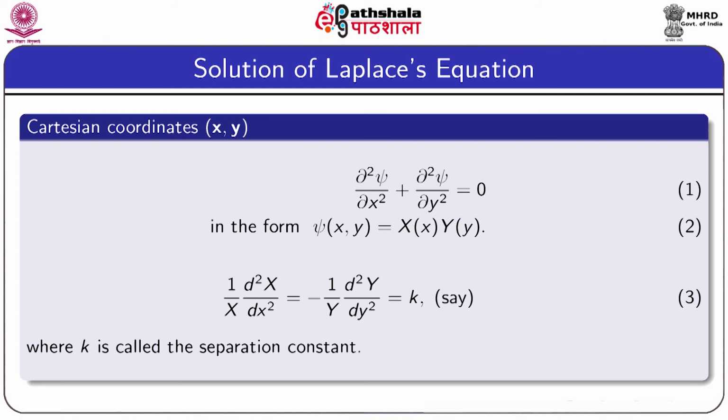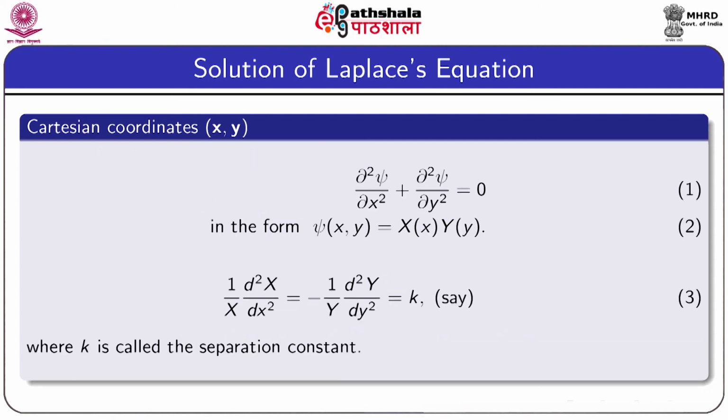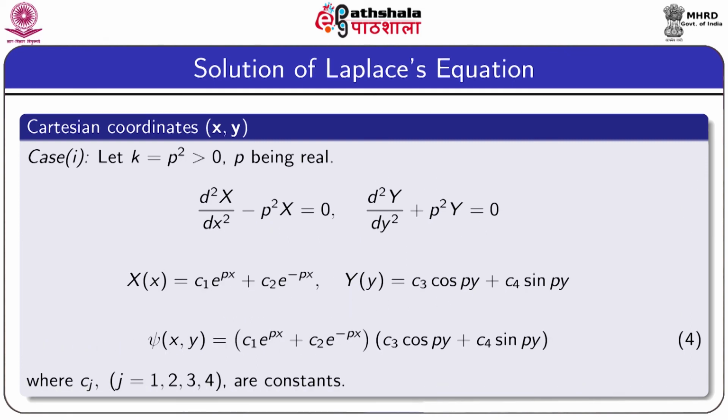Now, if we equate (1/X) d²X/dx² to k, we get the equation d²X/dx² − kX = 0, and equating −(1/Y) d²Y/dy² to k, we get another equation d²Y/dy² + kY = 0. Now, this separation constant k may take different values. So, according to the values of k, 3 cases may arise. First, we take the case where k is positive. In case 1, k equals p², where p is a real number.